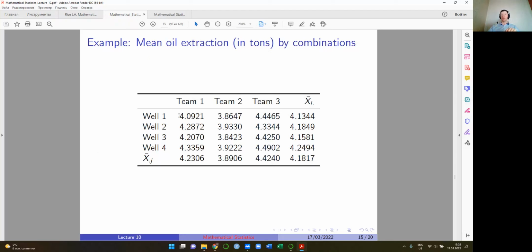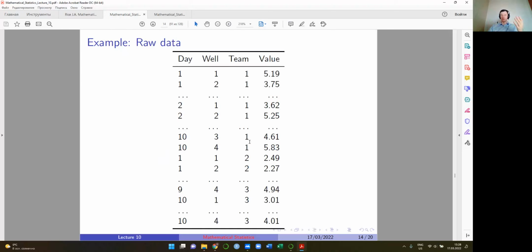So this is the average production over 10 days of well number 1 under team 1 maintenance. This is the average daily extraction or production of well 1 under team 2 maintenance, and so on. So those numbers inside the table are averages. And of course it's much simpler to look at this table and understand what's happening, because once you look at the raw data, you understand nothing.